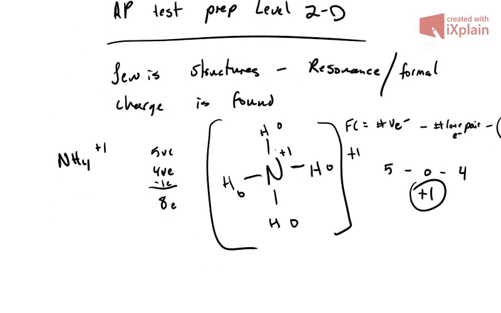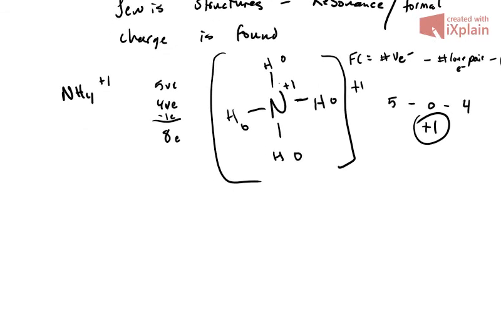Okay, let's try one more. CO3. Okay, carbon has 4 valence electrons. Oxygen has 6, and there's 3 of them, so that is 18 valence electrons. Now, it is a -2 charge for carbonate, and so we have to add 2 more, so that is a total of 24 electrons.